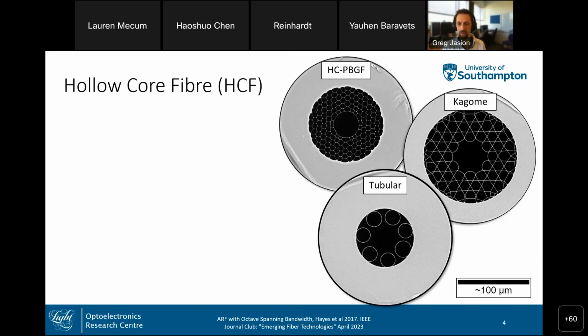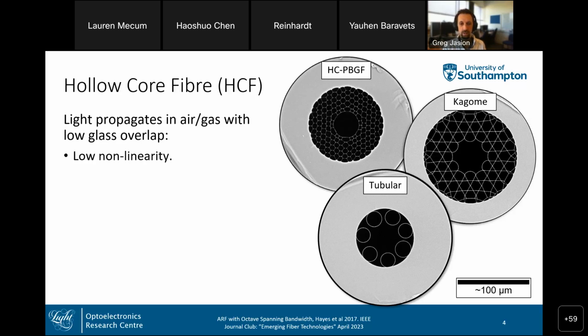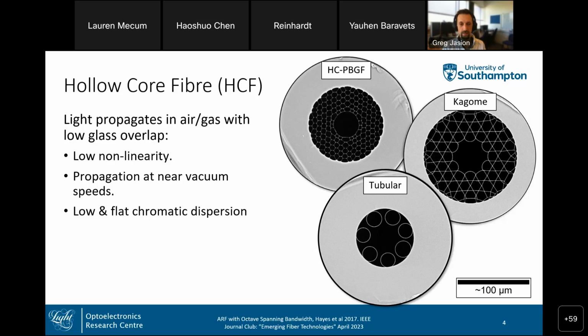Both the tubular and the Kagome are anti-resonant, and that means it's the thickness of that membrane which gives us the guiding confinement in that hollow core. Because it's guiding light in a hollow core, we end up with a very low glass overlap with the light, which gives us extremely low nonlinearity. Propagation is at near vacuum speeds: we're propagating 99.99% in air, so it's almost as fast as free space.